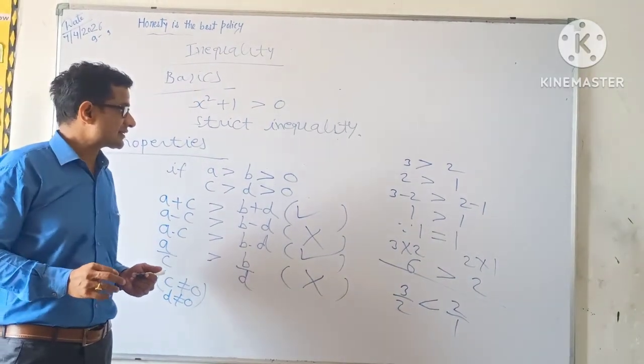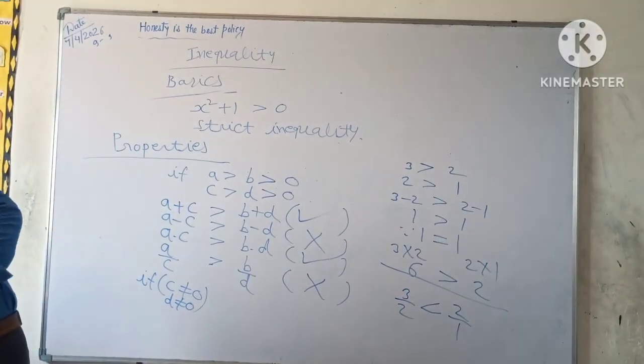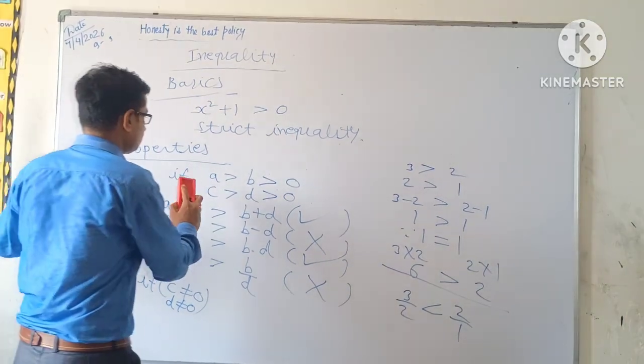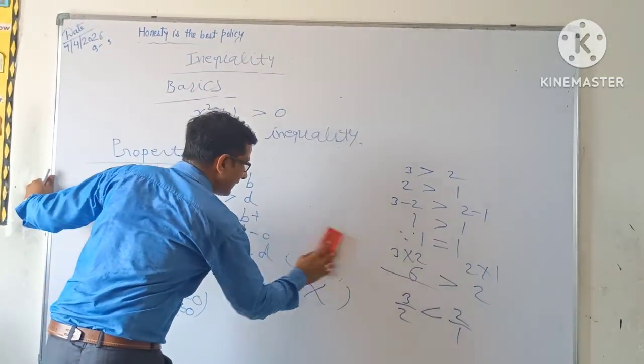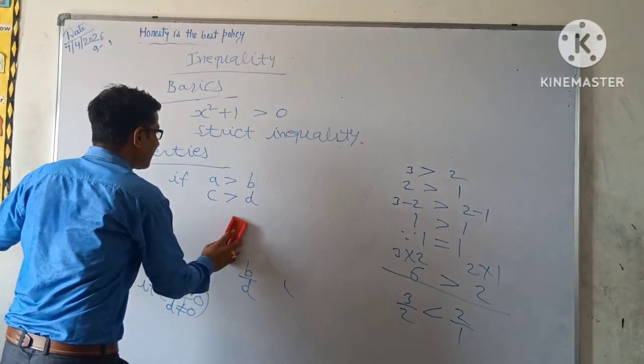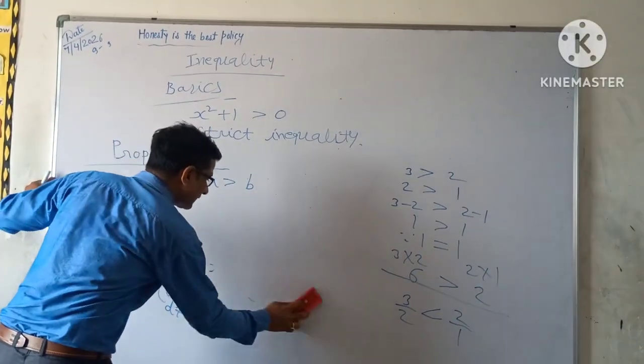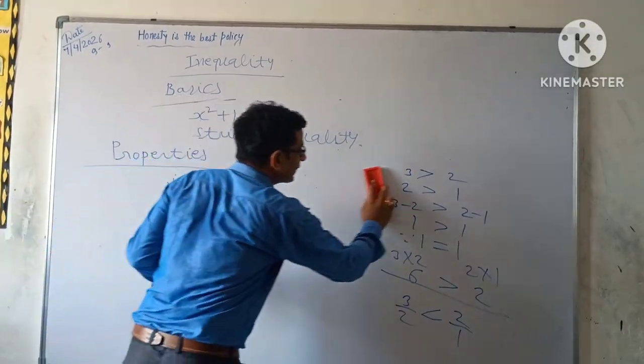Now let us discuss some other property. For example, A greater than B and C greater than D. A greater than B only. If A greater than B, then what can happen?